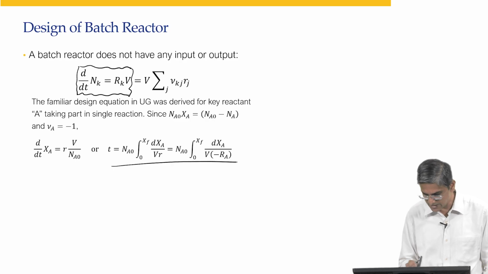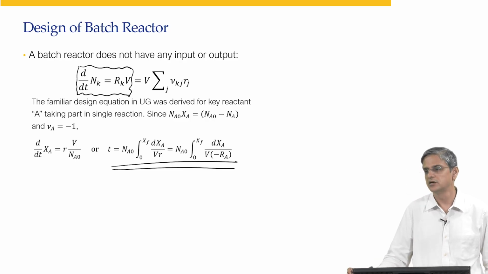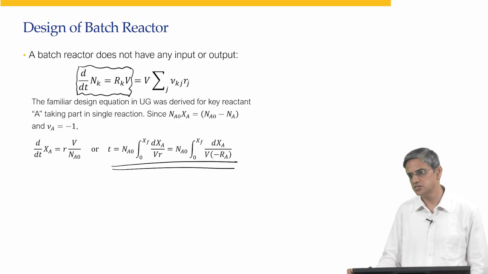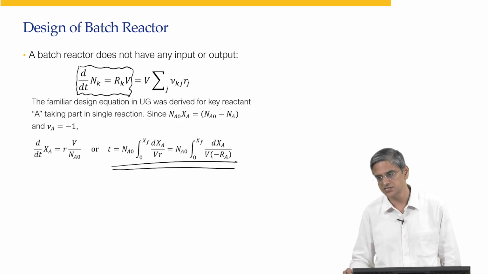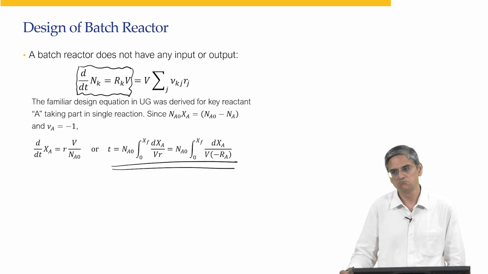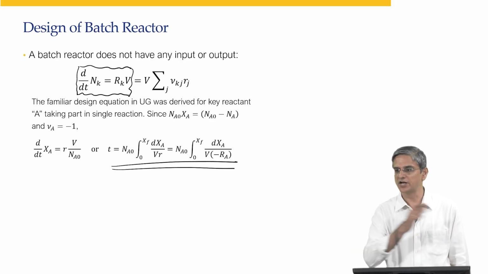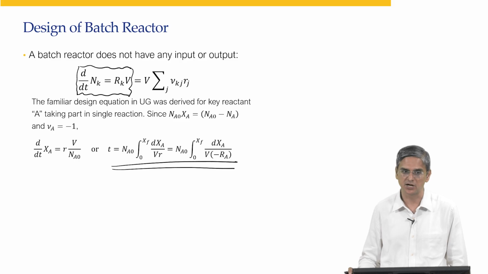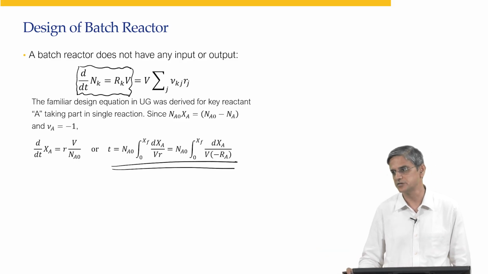Thereafter, the design equation that you have used does make certain assumptions, that there is only one single reaction taking place. If you have multiple reactions taking place, you have to be a little bit more careful. If it is a parallel reaction, no problem. If it is a series reaction, you only look at the first reaction that A is taking part in. If it is a network of reactions, you will not be able to use this equation.